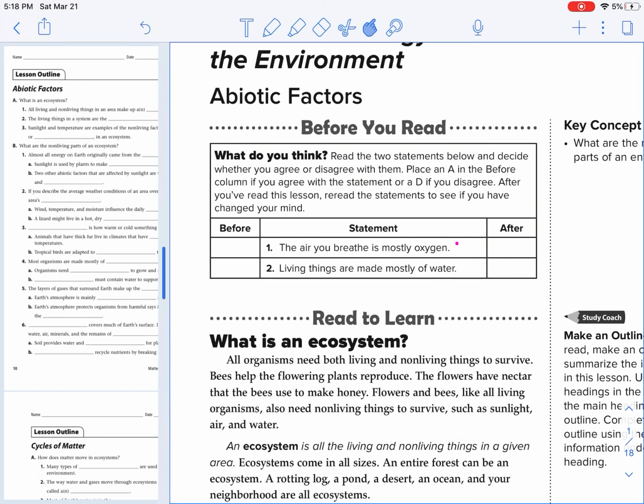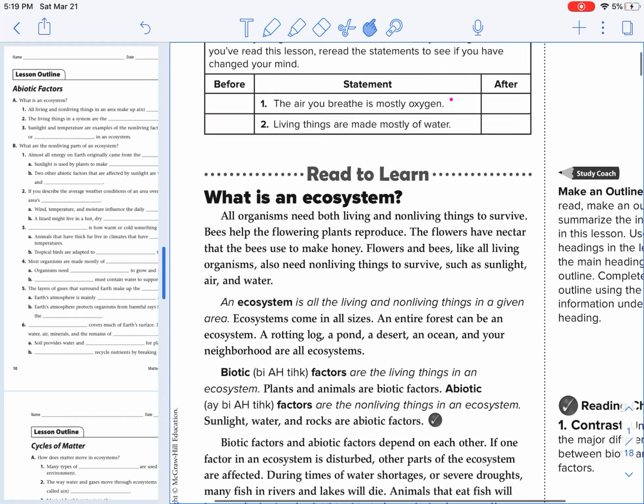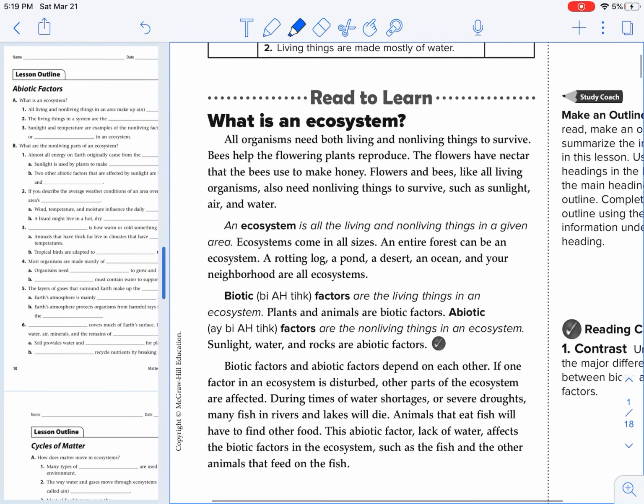So this particular lesson is going to be concentrating on your abiotic factors. You're going to learn that abiotic factors, a meaning without, bio meaning life. So these are all going to be non-living. So what are the non-living factors in our ecosystem? Okay, so what is an ecosystem?